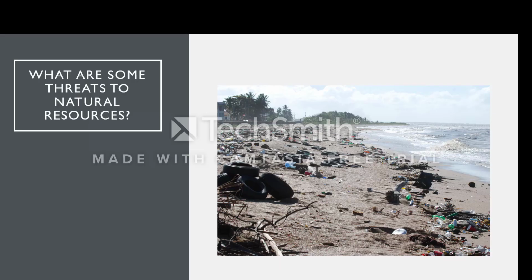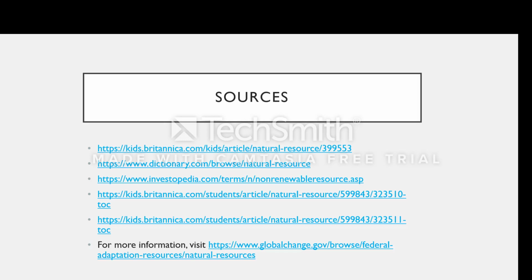So, some threats to natural resources. One is overpopulation. With more people on Earth, the demand for natural resources increases, making it more likely for some of these resources to run out. Climate change: some resources need specific climate conditions, and if these conditions are not met, the resources may suffer. And pollution: this affects the chemical makeup of some resources, which can be harmful to them. Here's a picture of some pollution, which can affect the water. And then here are some sources.